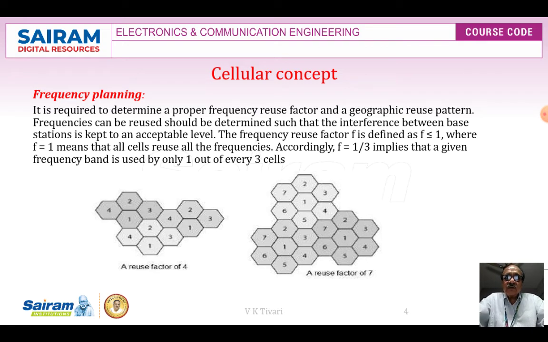Okay, f equal to 1 by 3 implies that a given frequency band is used by only 1 out of every 3 cells. Then this is a reuse factor of 4, and this is a reuse factor of 7. You can see in the diagram the dark area, 1, 2, 3, 4, 1, 2, 3, 4. The cluster is the boundary of the cells. Here it is a cluster of 7, reuse factor of 7.